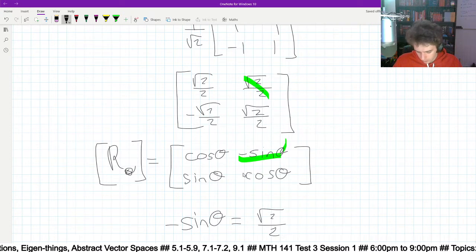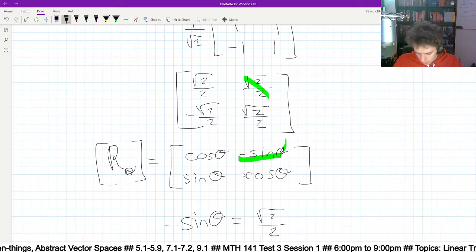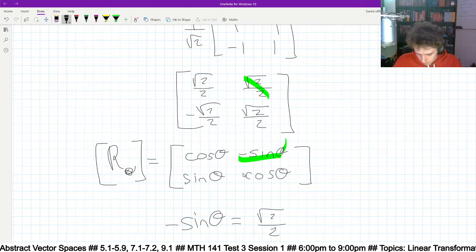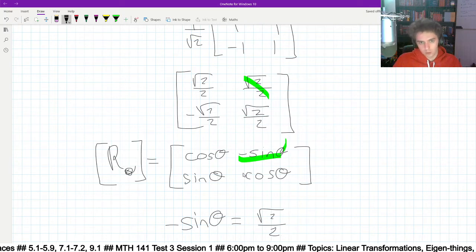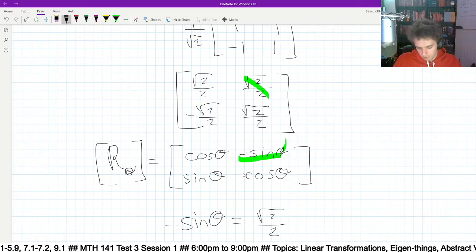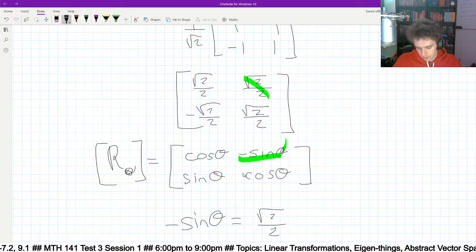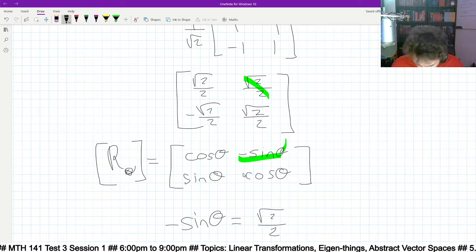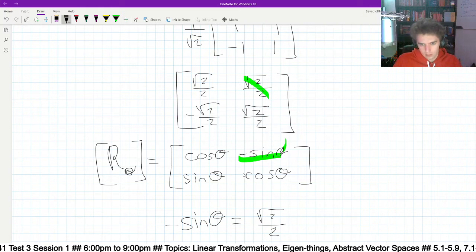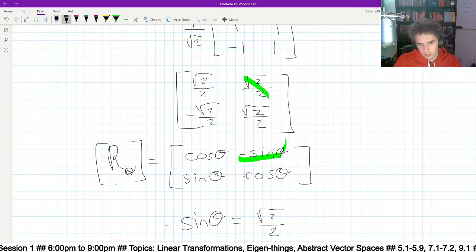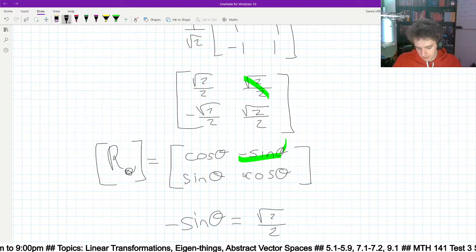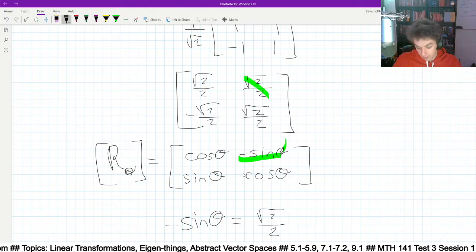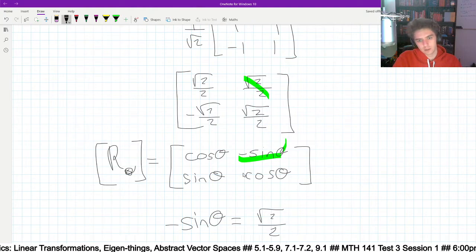Cosine of pi over 4 is... Oh, no, I clicked the wrong one. Cosine of pi over 4 is root 2 over 2. Sine of pi over 4 is, we know that already, but it's going to be... oh, hold on. That doesn't make sense. Yeah, I was going to ask, isn't it like 5 pi over 4? Yeah. So we ran into a problem because sine pi over 4 is positive root 2 over 2.